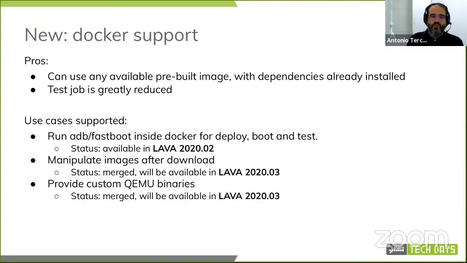So now in Lava, we have Docker support. This brings us a few advantages. One is you can use any available pre-built image with the dependencies already installed. So you don't have, again, to start a container and then install things in it. You just grab the image that already has the things you need installed. And it also lets us have a lot shorter test definitions in Lava.